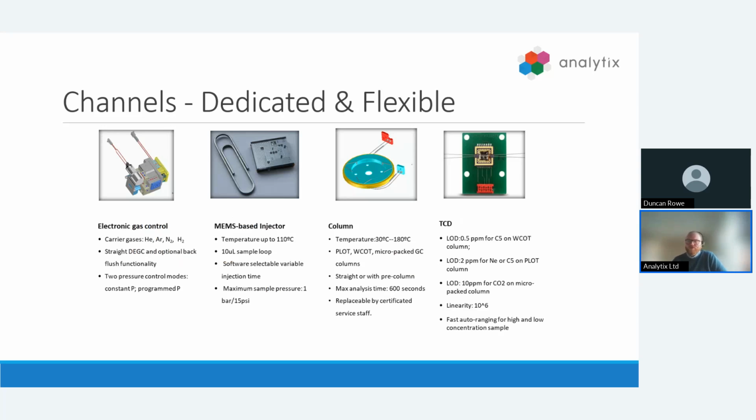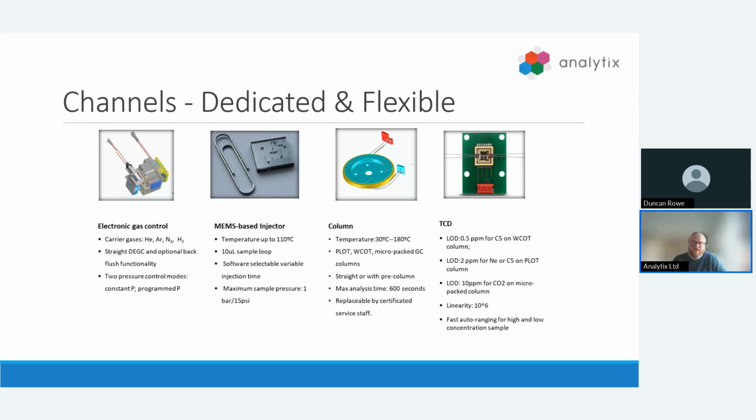So just to go into each of those parts and their function within the micro GC, the electronic gas control controls the flow and pressure of carrier gas. And the micro GC is compatible with helium, argon, nitrogen, and hydrogen as a carrier gas. This also controls the backflush capabilities of the system. Backflush offers protection for the column against interference, such as heavy compounds, but can also be used to shorten runs by venting those later eluting compounds as well.